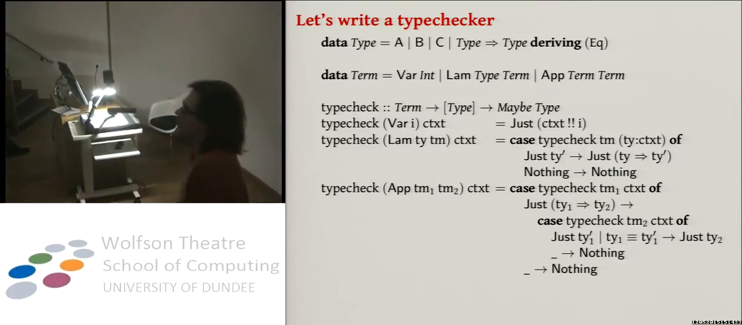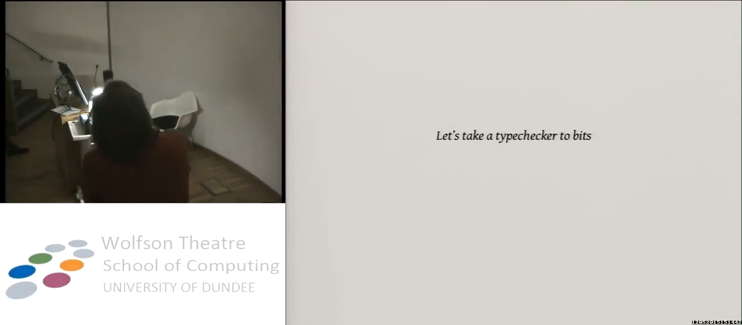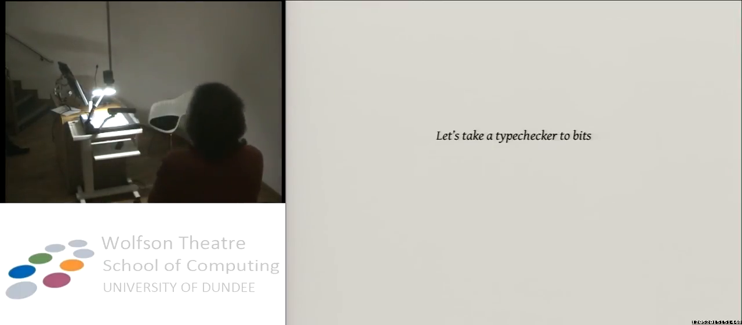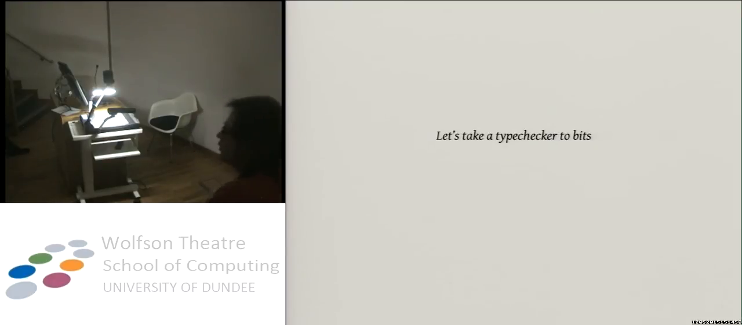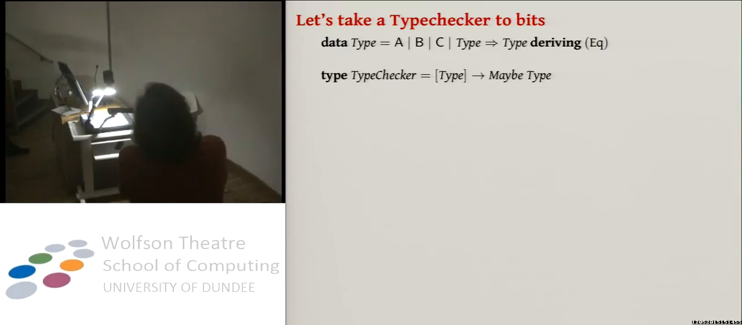So this is a simple type checker. You might have done it in a sort of learning Haskell course where you write some kind of type checker for not Haskell. But let's try and take this type checker to bits to see how it's built up and how to sort of reconstruct it in an algebraic way, so we can learn a bit more about how type checkers work. So I'm going to keep the same range of types as before, so A, B, and C, and arrow types. And now we're just going to abstract out what is a type checker.